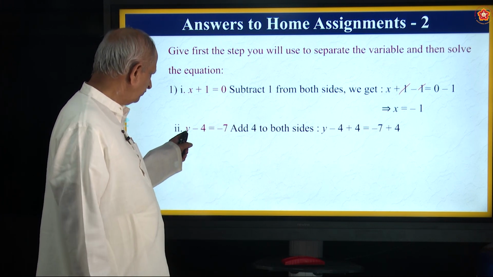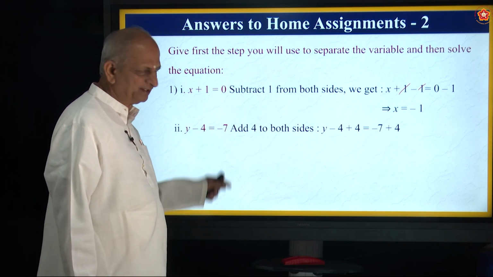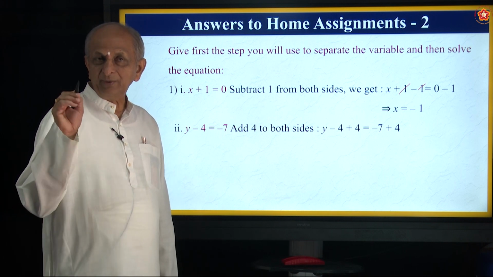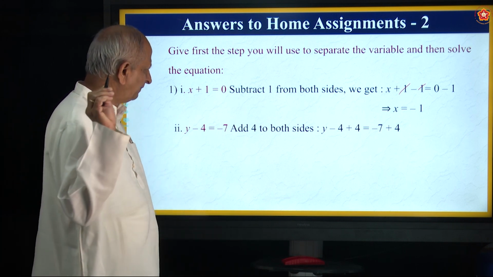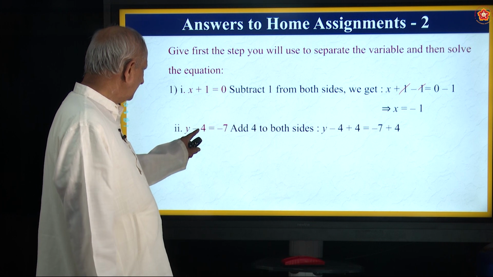Second question, y minus 4 is equal to minus 7. What is the variable here? Variable is y. Now, minus 4 is given.